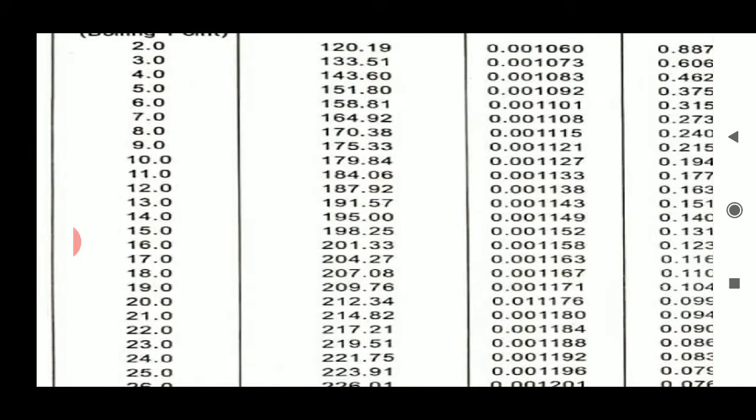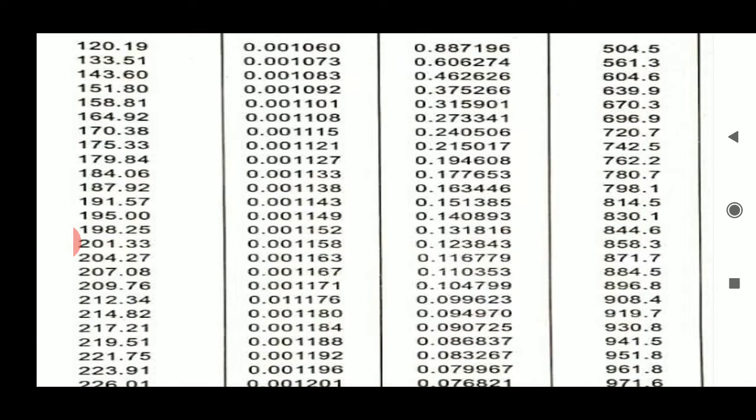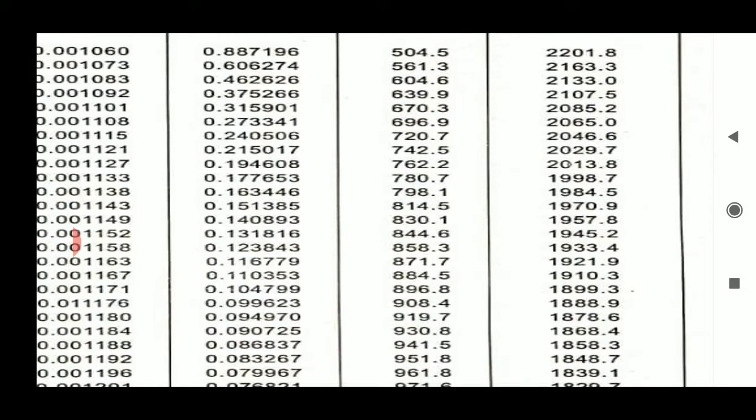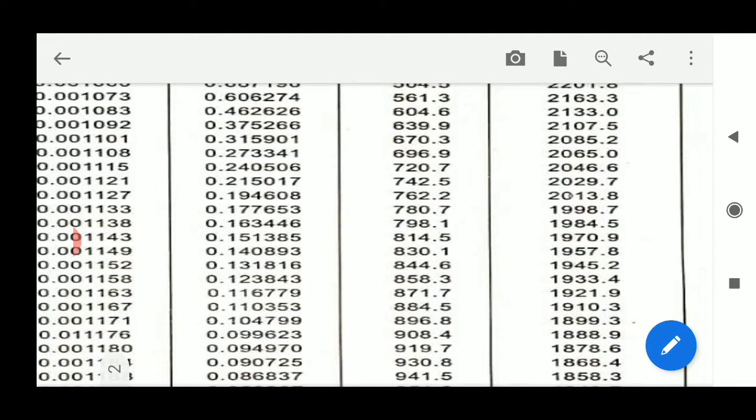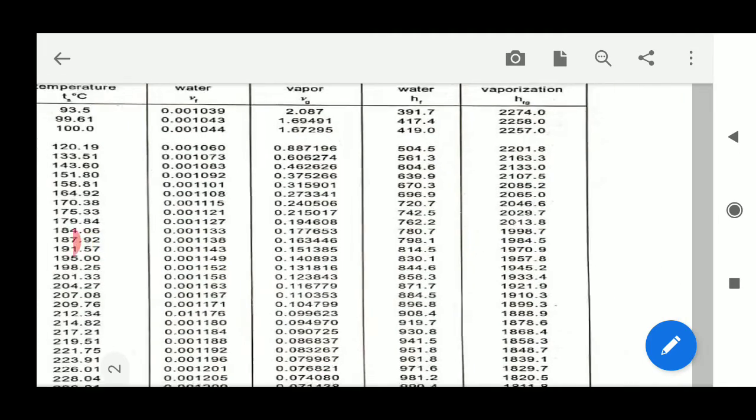So for 12 bar, see what is the next column. Saturation temperature, it is 187.92. In our problem we have taken 188. Similarly, for the enthalpy we need HF and HFG. For 12 bar, HF is 798.1 and HFG is 1984.5.